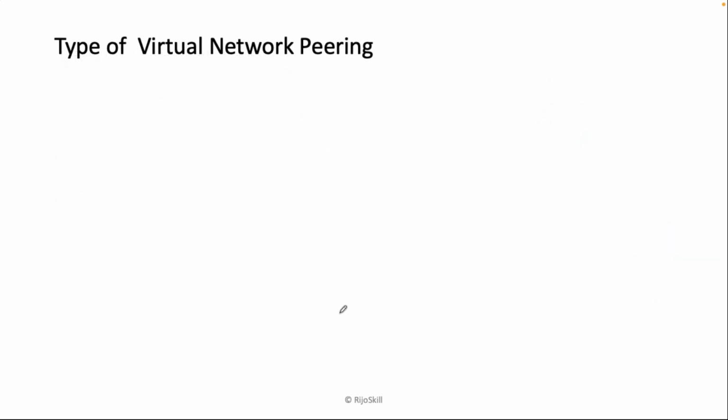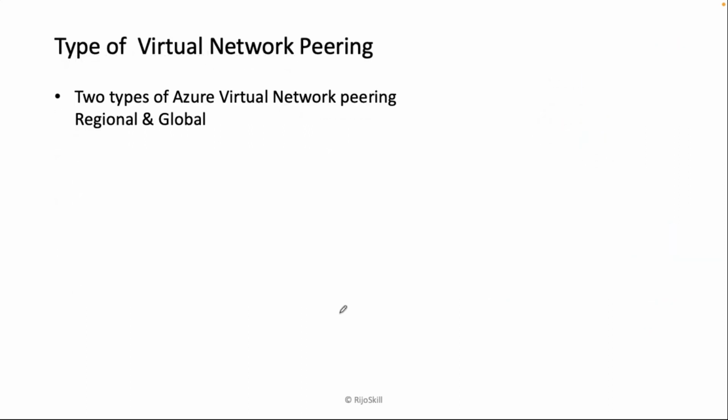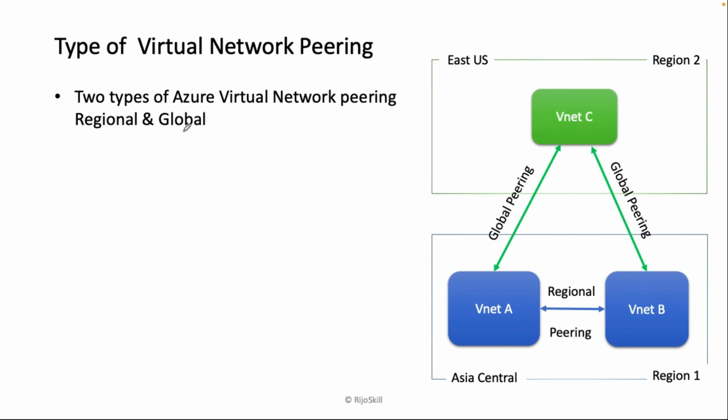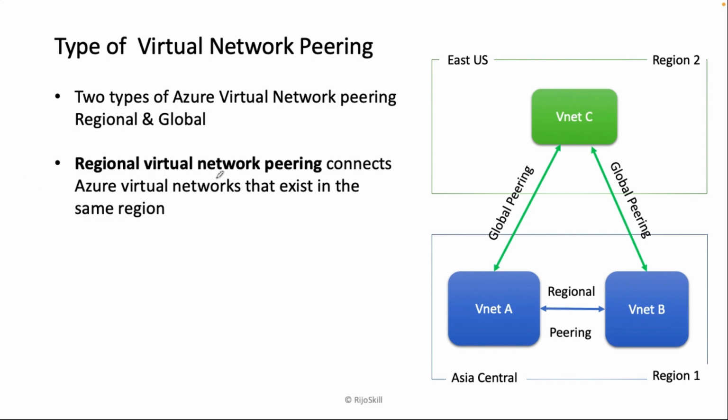Next, the types of virtual network peering. What types are available? There are two types available: regional and global. Let's discuss what regional and global are. Regional virtual network peering connects Azure virtual networks within the same region. You can see here the same region, where virtual network A and virtual network B are connected to the same network.